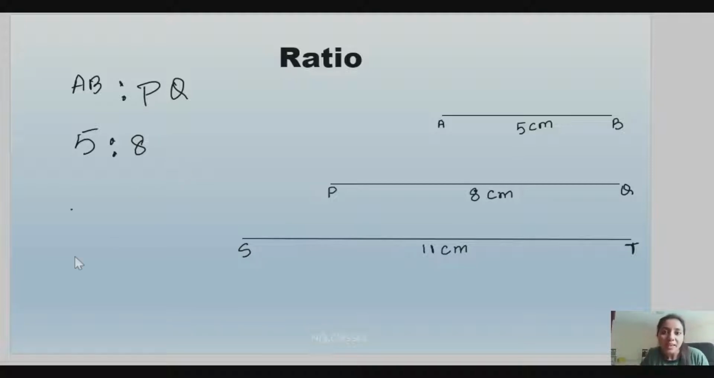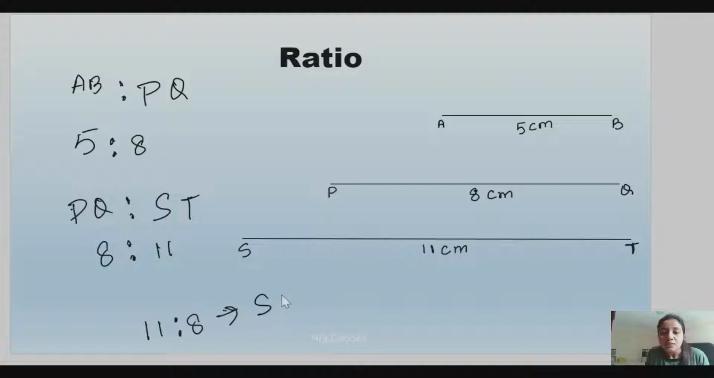and the answer will be 5:8 only. Now if I have to compare the length of the straight line PQ to length of the straight line ST, I can write it as 8:11. Now be careful, at first I will write 8 centimeter, then only I will write 11 centimeter. If you are writing opposite, 11:8, this ratio will represent the ratio of ST is to PQ.